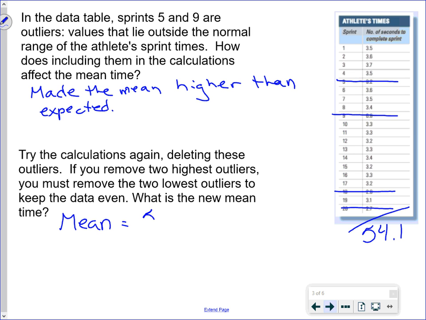So we'll take this 54.1, and this time, instead of dividing it by 20, we're going to divide it by 16 because we've eliminated 4 of the data points. When we do that, we end up with 3.38 seconds, which seems a little bit more consistent, considering most of the times are between 3.2 and 3.6 or 3.7. So this seems like a more realistic mean when we don't use those outlier values.